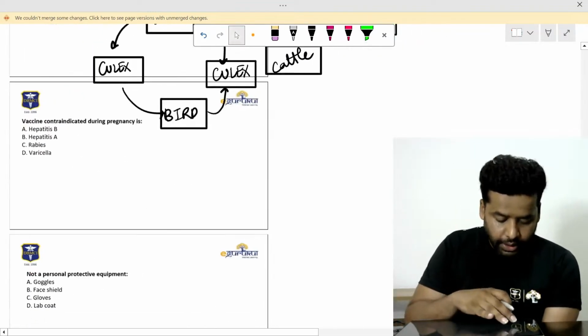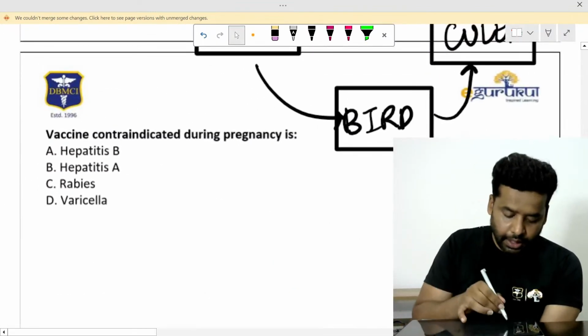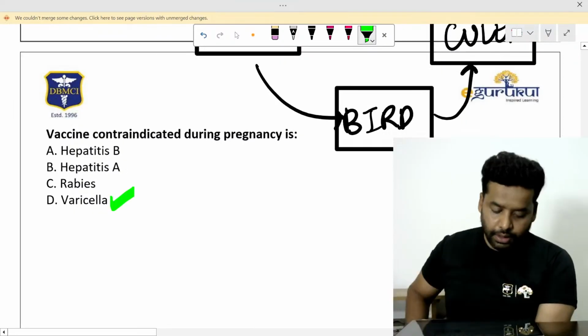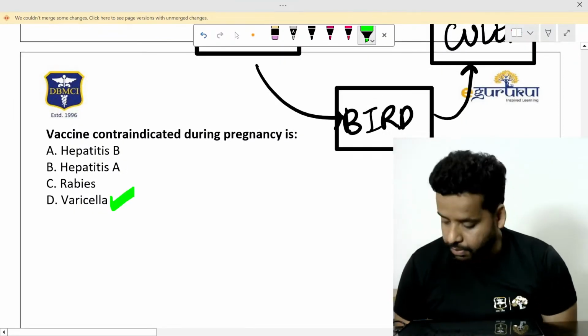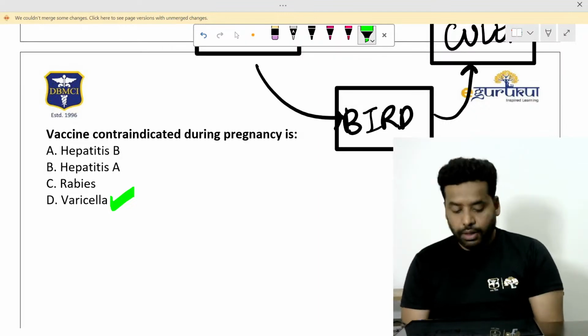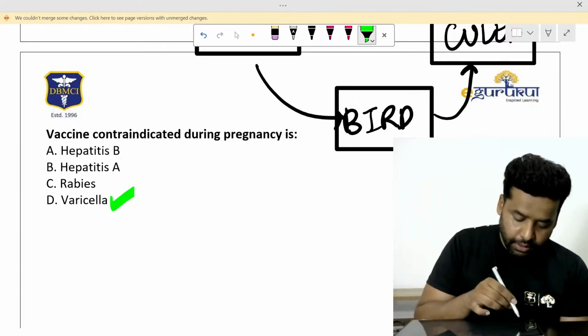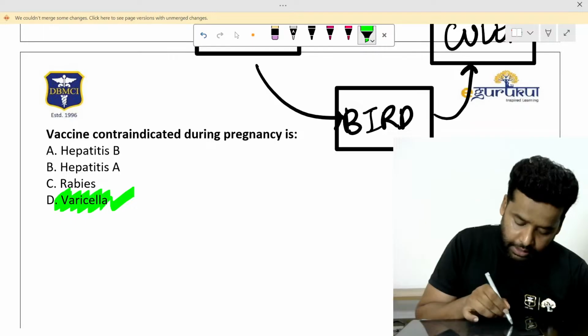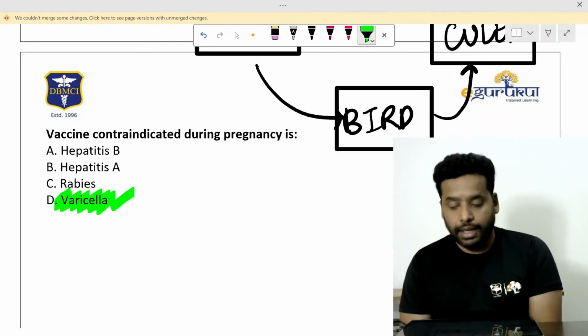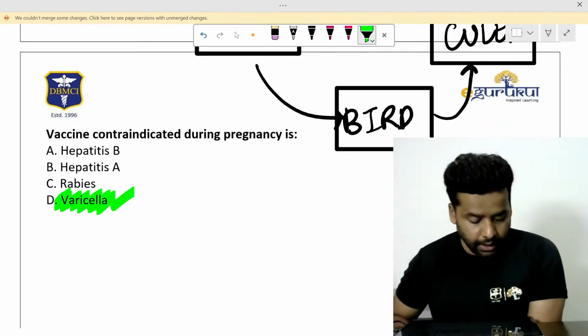Vaccine contraindicated in pregnancy means they are asking about a live vaccine. Out of the given options, your answer should be varicella. So indirectly they are asking which of the following is a live vaccine.